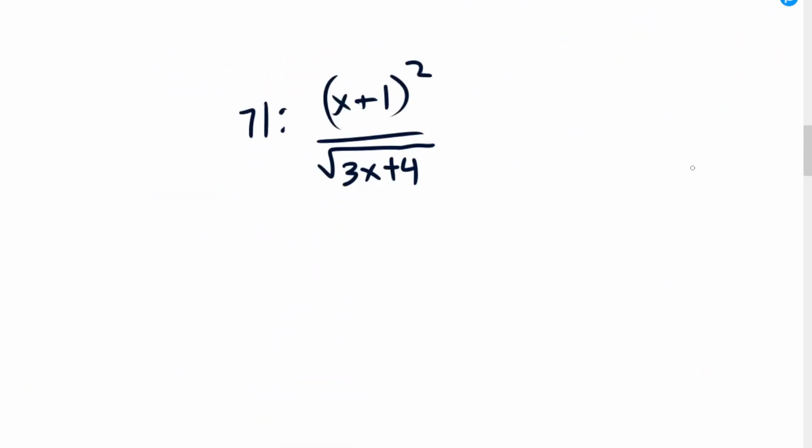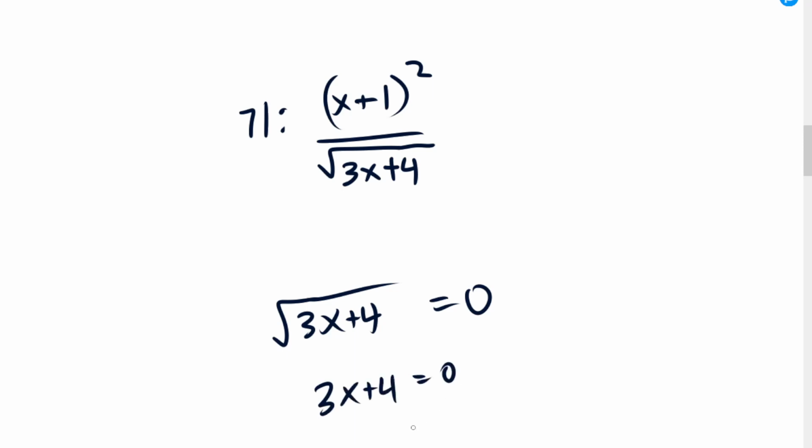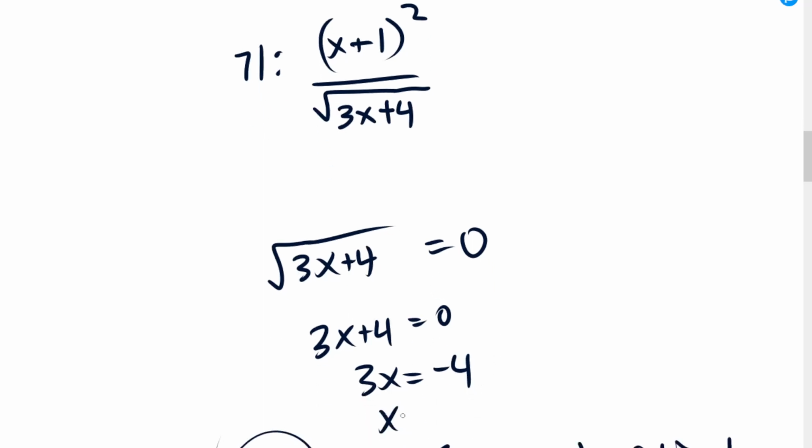What's the domain of this? This one, again, we don't need to worry about the top since it's none of our examples, but this one we actually have two problems that we need to worry about, both the square root and the denominator being equal to 0. So first, let's just set it equal to 0. So square root of 3x plus 4 is equal to 0. We can square both sides, which gives us 3x plus 4 equals 0. 3x is equal to negative 4. X cannot equal negative 4/3. So that's one of ours.